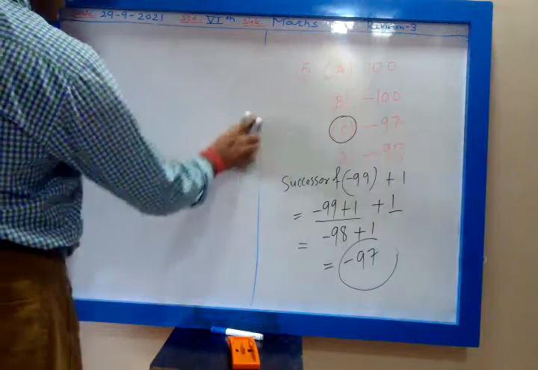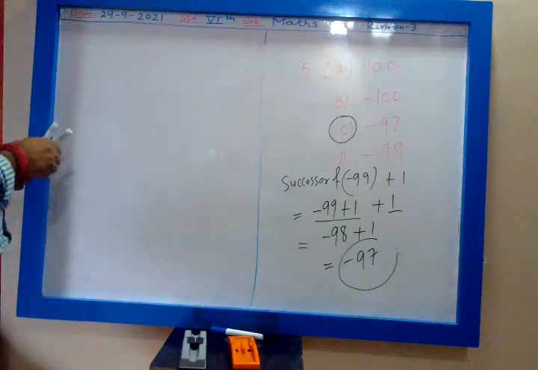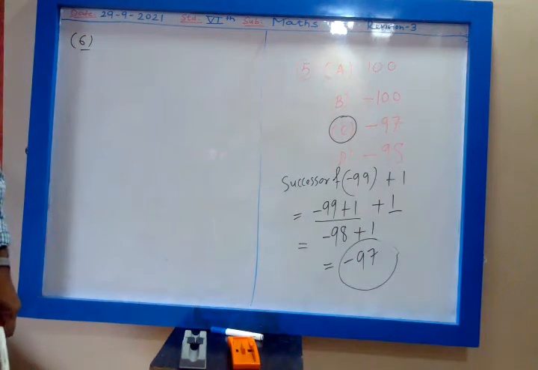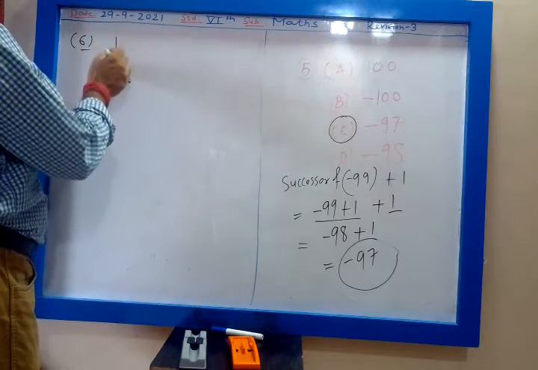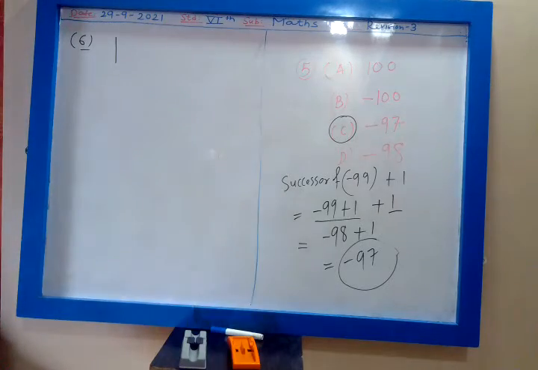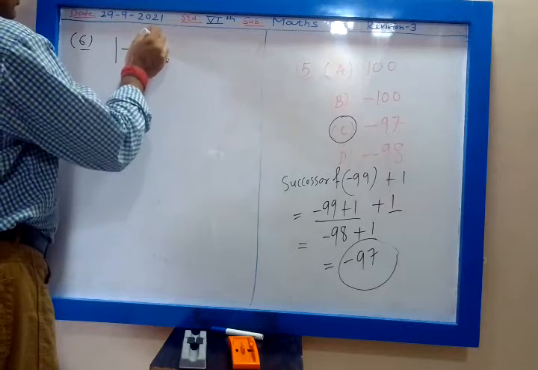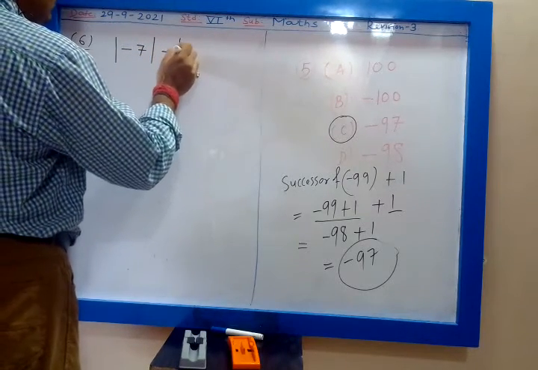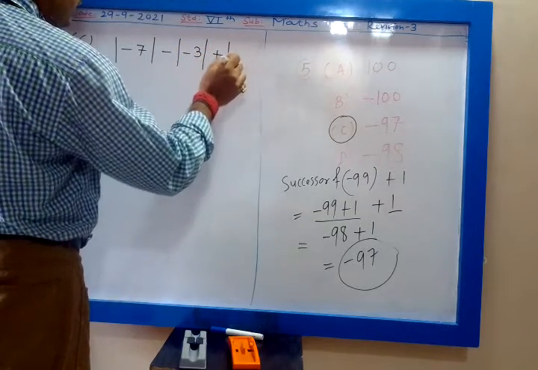Chalo. 5 questions we did. Chalo, another 5 questions. And this time I want everybody to score 5 out of 5. From integers only we will do it. Okay. Absolute value of minus 7 minus absolute value of minus 3 plus absolute value of 5.